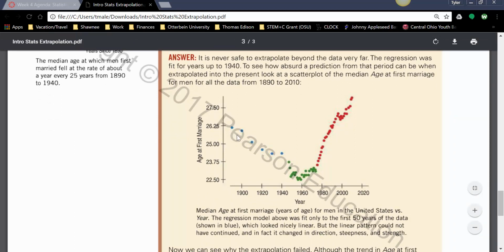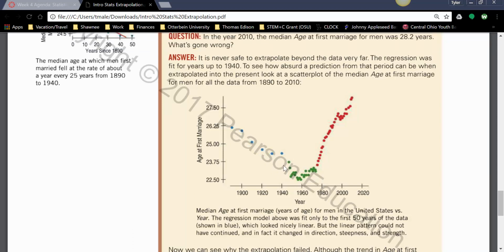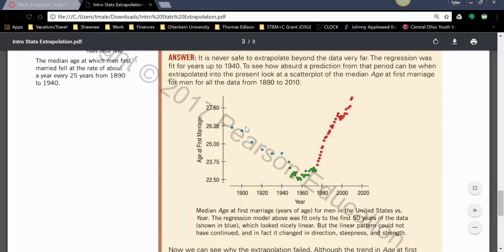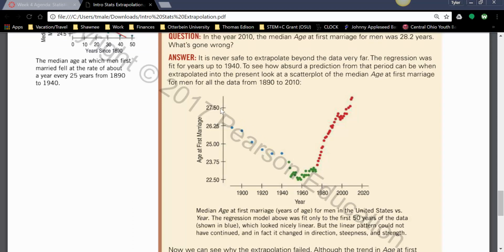So when we look at our data set, these blue dots represent the data that we have between the years 1890 to 1940. Now, the problem is that's the only data that we have. So going out before or after that range is extrapolation. What we have now is we added more years in, so we have green, we have the red, but what happens? It's not linear. Now that I have a bigger picture, you can see that this doesn't stay linear. Now it's more of a parabola type shape.